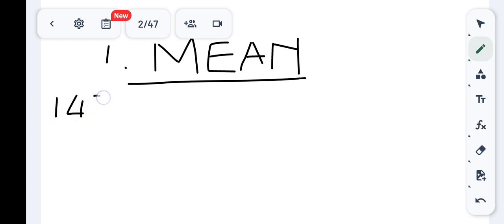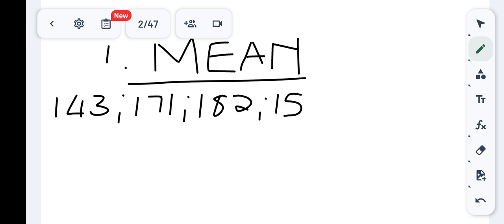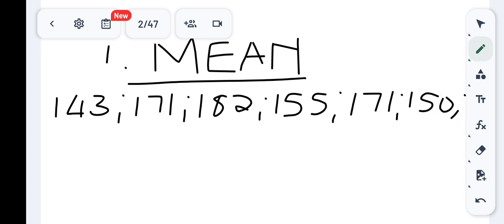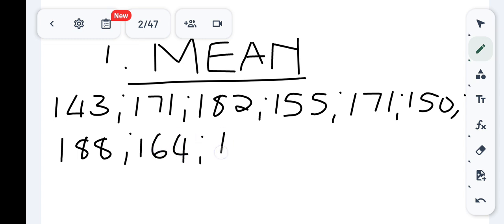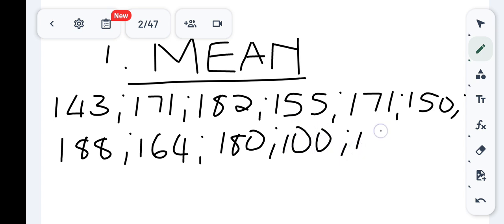So that is 143, 171, 182, 155, 171, 150, 188, 164, 180, 100, and 190.